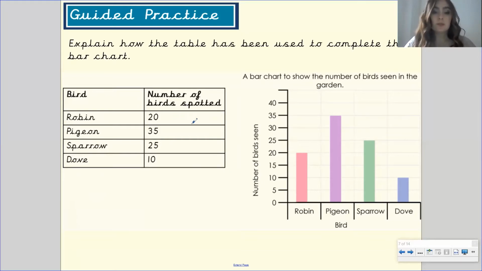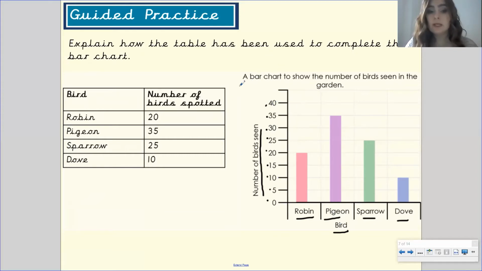So similar to what we discussed with the pictogram, we can see the total of the number of birds spotted, and we can see that a bar has been drawn to show that. Now we can also see with this bar chart is that the axes have been labelled. So this axis has been labelled bird, and then further labelled with the different types of birds. And then this axis has been labelled with the number of birds seen, and it's got the numbers up the side here going up in equal amounts. And there is also equal spacing between each of these amounts as well.